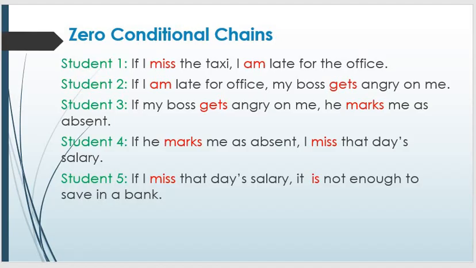The next student thinks about this sequence of the structure and comes up with this idea. If my boss gets angry with me, he marks me as absent. And the fourth student looks at the third one and comes up with, if he marks me as absent, I miss that day's salary. The fifth one says, if I miss that day's salary, it is not enough to save in a bank.